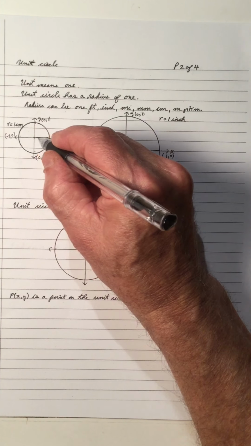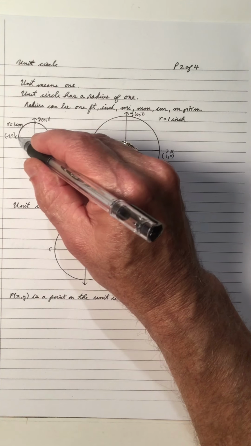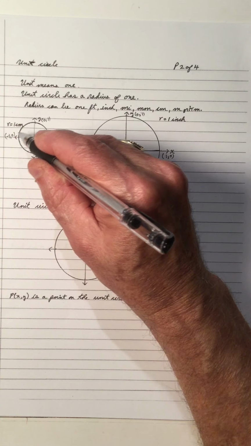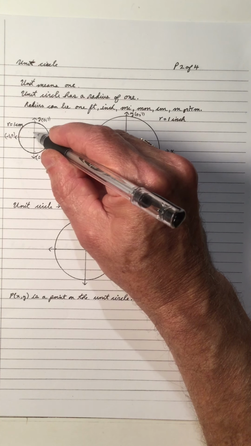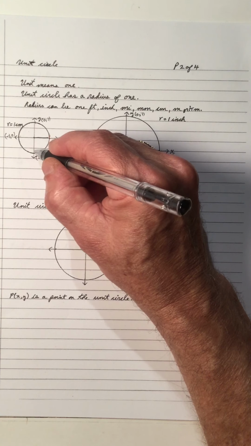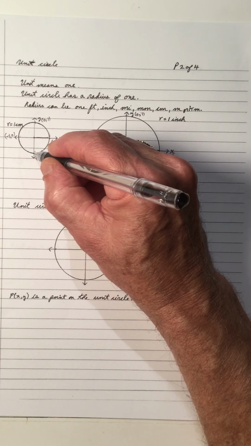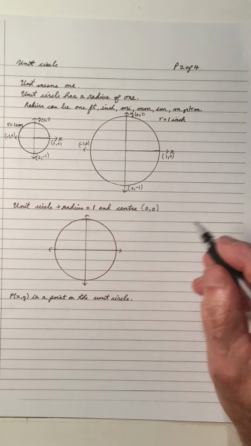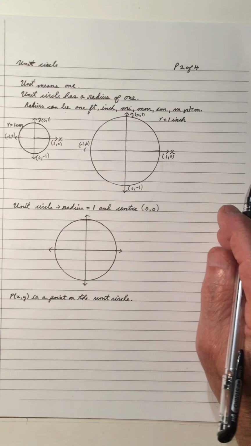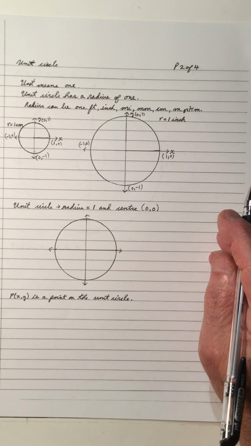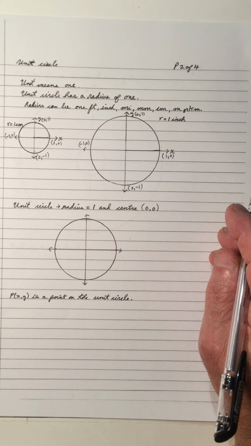Again, notice the x here is 1, y is 0. On this side, x is negative 1, y is 0. When you go up, the x is 0, y is 1. When you go down from the origin, x is 0, y is negative 1. And let's just review now about sine and cos.